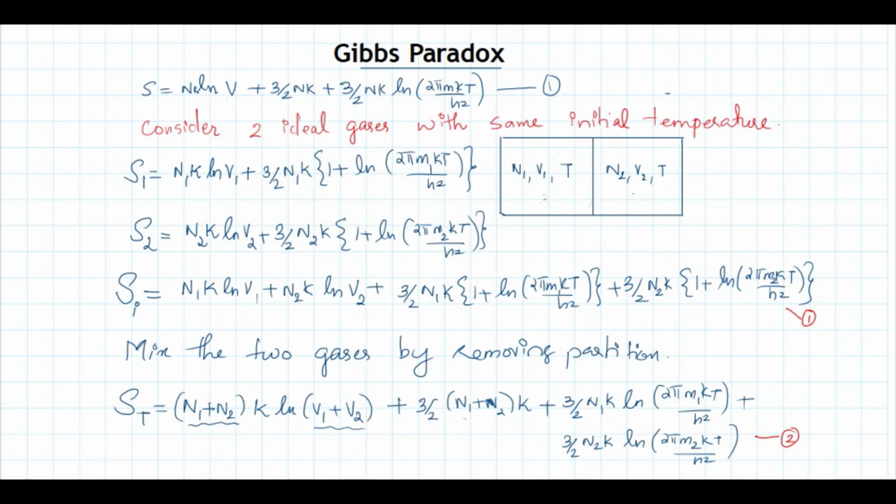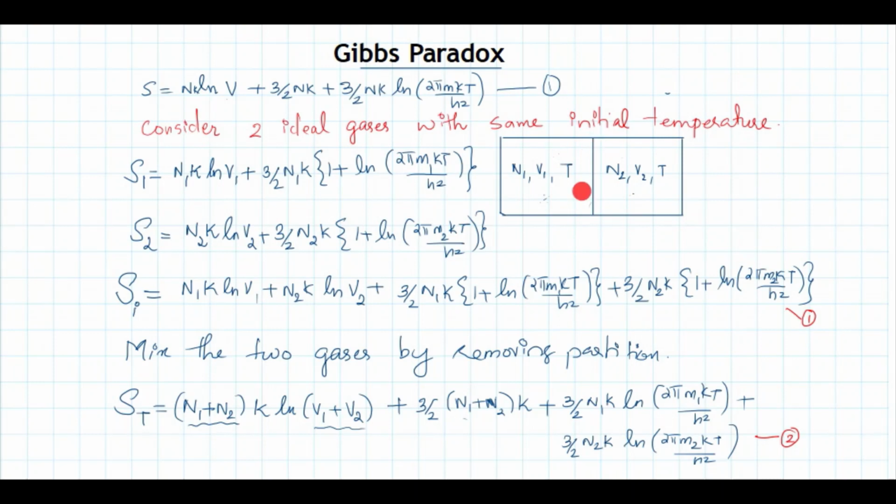Gibbs paradox. S is equal to nk log V plus 3 by 2 nk plus 3 by 2 nk log 2 pi m kT by h square. This is the equation we have in hand. Call this equation 1. Now consider two ideal gases with the same initial temperature.